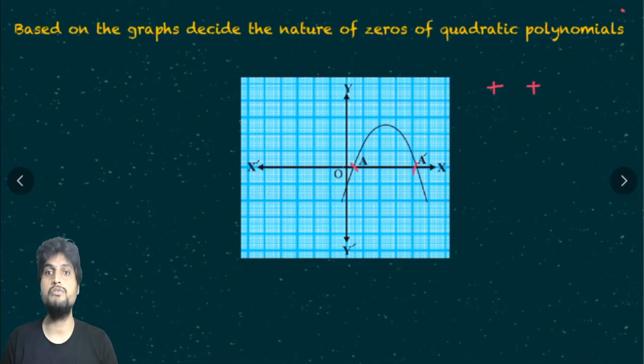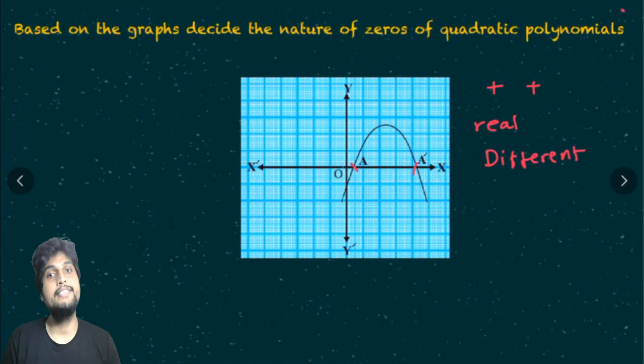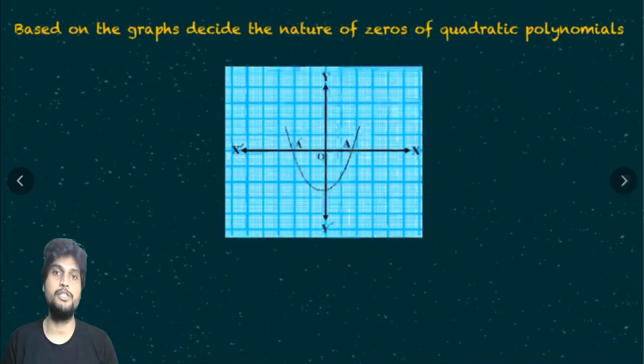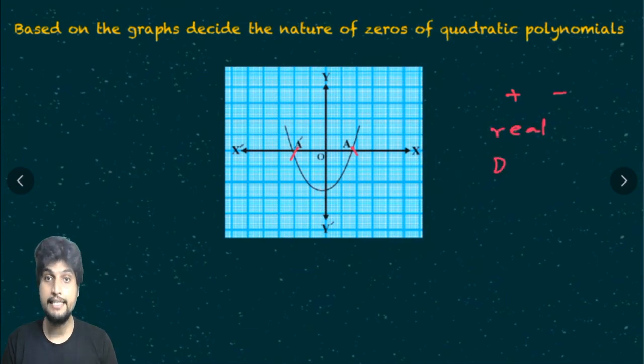So the roots will be both positive, both real, and both distinct or different, because it is touching at two different points. Because it is touching, it is real. It is touching on the positive side of x, so it is positive. Let's see the next example. This graph is touching one at the positive side and one at the negative side. So one root will be positive, another root will be negative. But because it is touching the graph, the roots will be real and different.